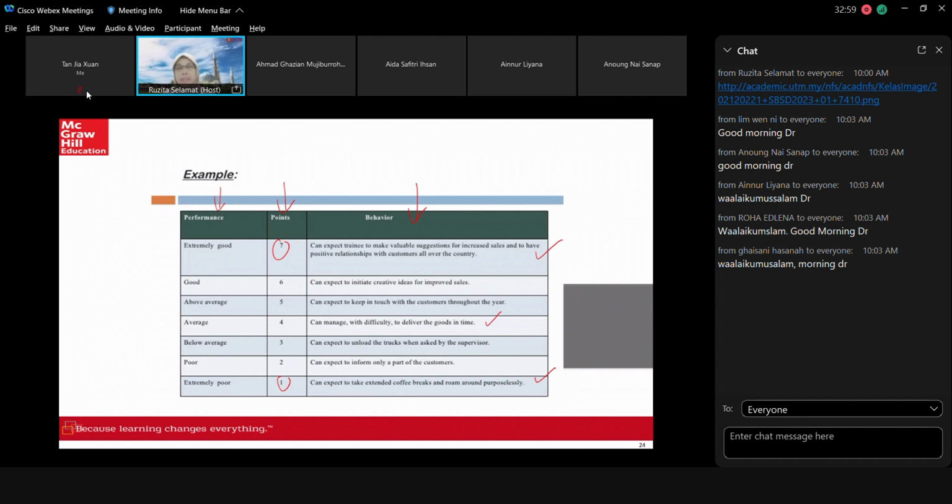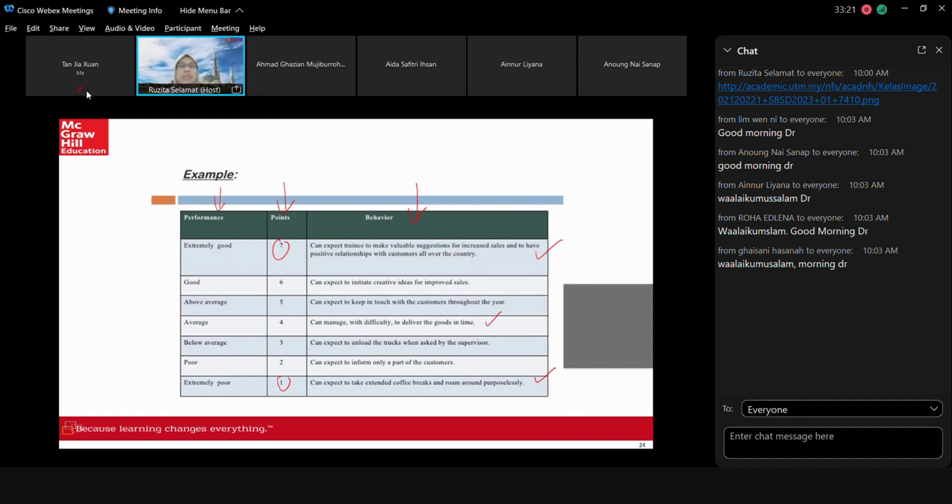Ini memang yang useless lah, alright? Tak buat kerja. Okay, pergi coffee break lama and then sampai bila kat tempat kerja, suka meronda-ronda tanpa ada arah tujuan, right? Purposelessly. Okay, so that falls into only 1 point, which is extremely poor category of performance.